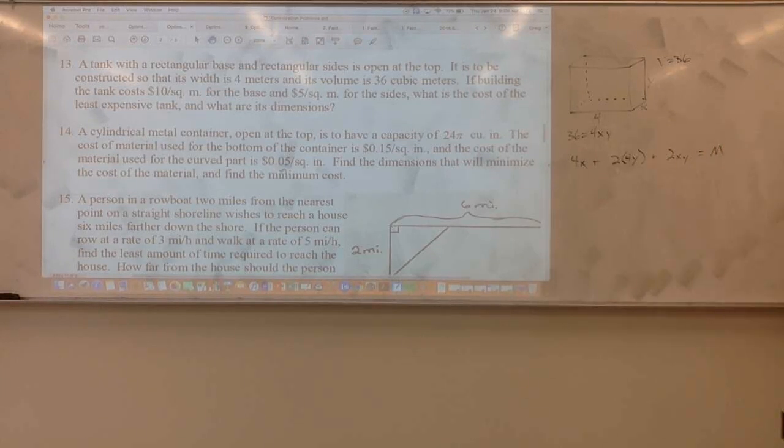Now there is another element to this problem. That the bottom is a different price than all the sides. How can I take that into account?